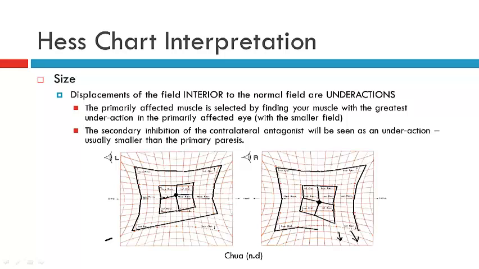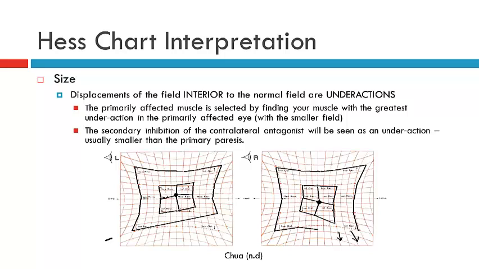So as an example, let's look at the left eye. And what we can see here is this is the point that's representative of the superior oblique, and the field is actually interior to that normal position. That's an underaction. And here we see again, this is the position of the superior oblique, and we can see that the field is interior to that normal field.